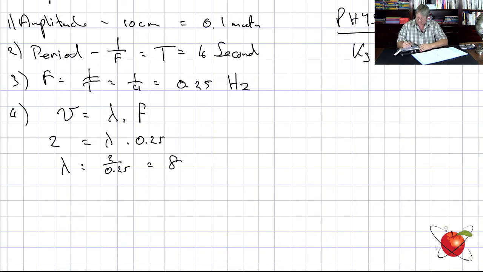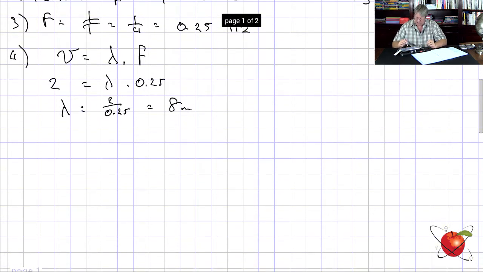Which is equal to 8 meters. Okay. Can you see? All you do is you put down what you're given and you keep going from that point onwards. The next question they're asking, number 5, what is the length A to B in the diagram?